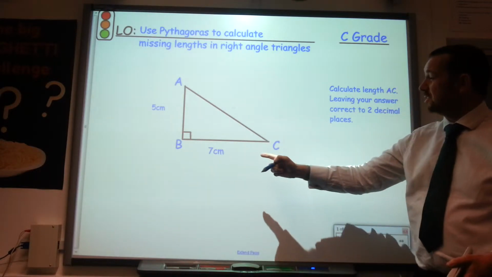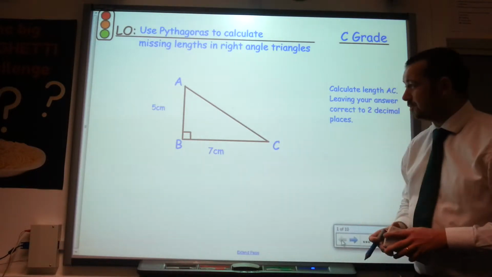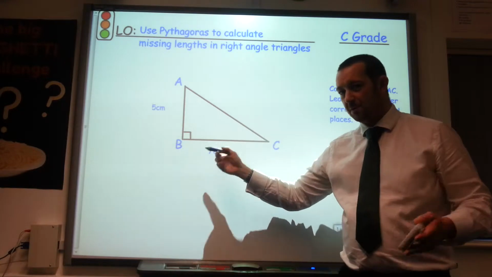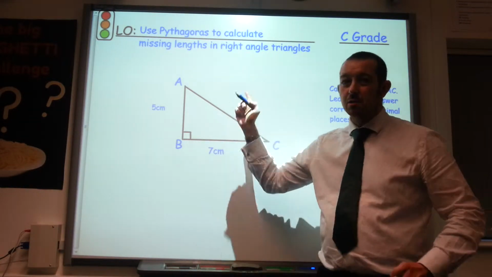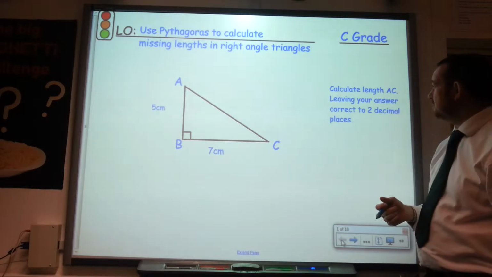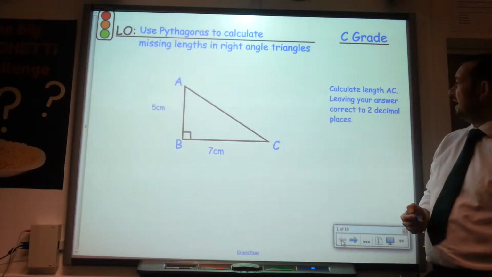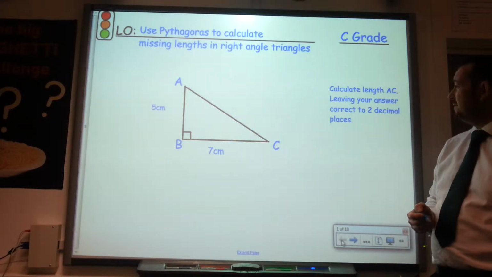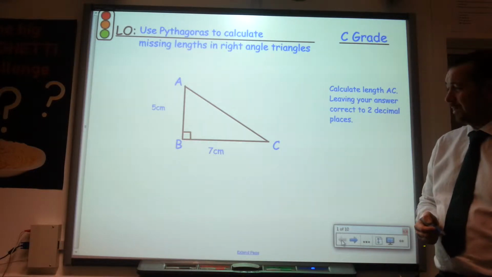So we've got this right angled triangle. This only works with right angled triangles. So if you've got one of those, a right angled triangle, and you've got a length missing, you've got to find it out at some stage in your problem, then you've got to be using Pythagoras. So our question here says, calculate length AC, leaving your answer correct to 2 decimal places.